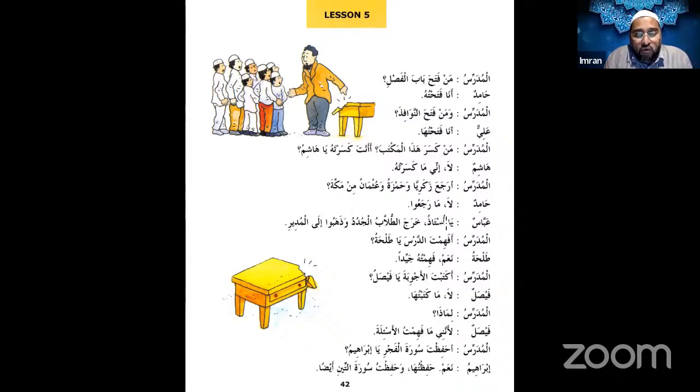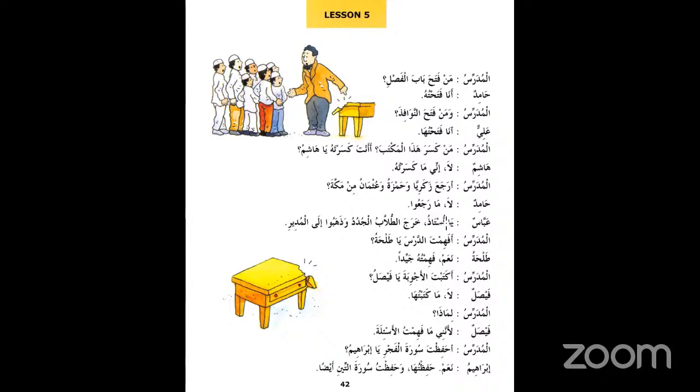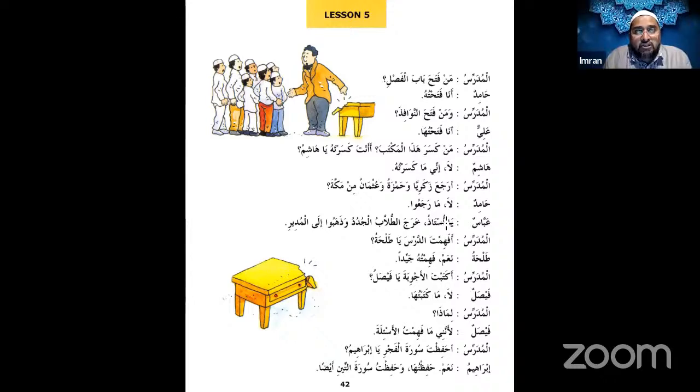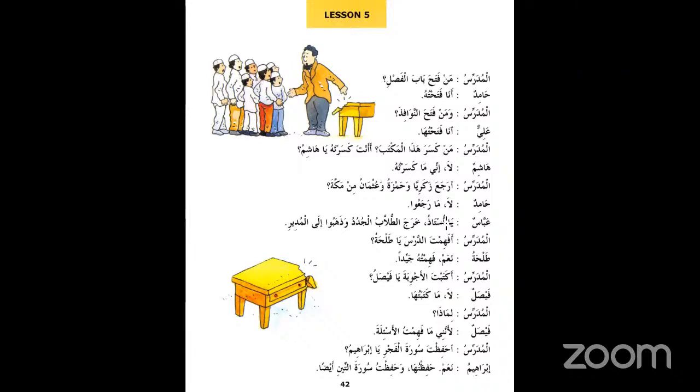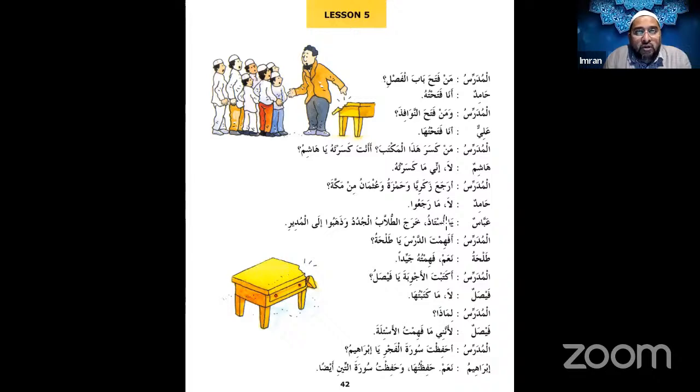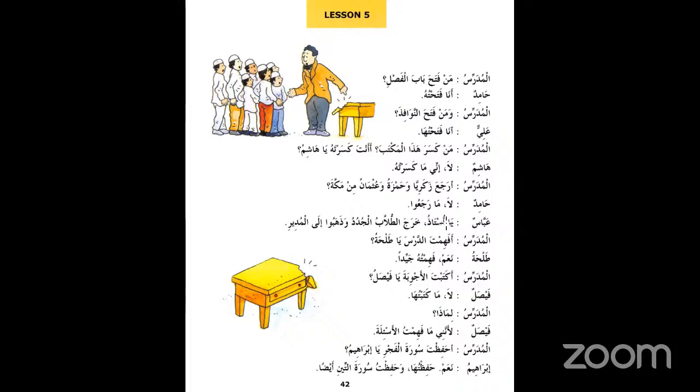Ana fatahtuhu. Now, whenever in the Arabic language there is a pronoun attached after the verb, that pronoun is called dhamir mansub muttasil. So, ana fatahtuhu, I opened it. What is this pronoun 'it' referring back to? The door. Excellent. In the Arabic language, quite often they will use pronouns referring back to the nouns themselves. It's called a dhamir.